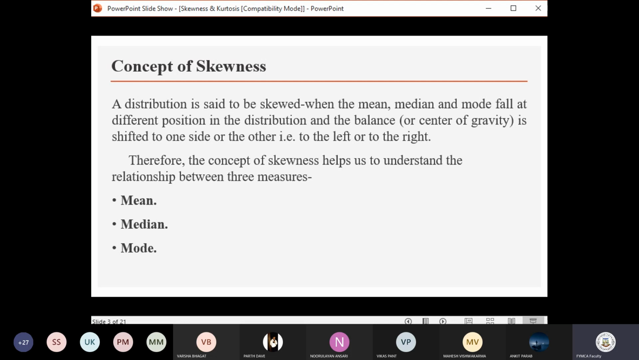So in a normal case, if it is symmetric, you can say that mean, median, mode will lie on a center point, and if it is the non-symmetric case, then this mean, median, mode will lie on different points, and then we can relate it. So the concept of skewness helps us to understand this particular mean, median, mode in a better way.